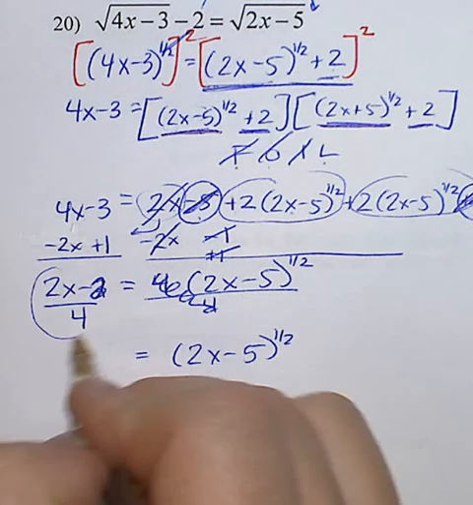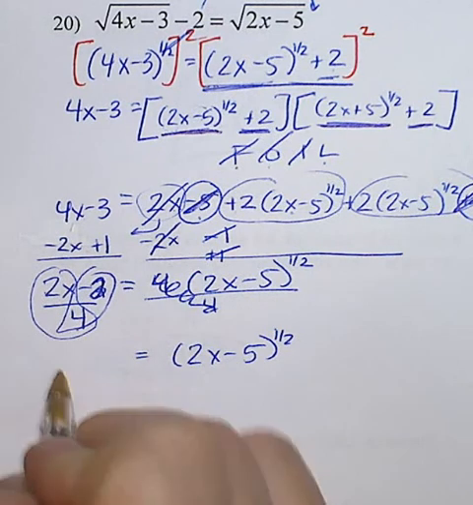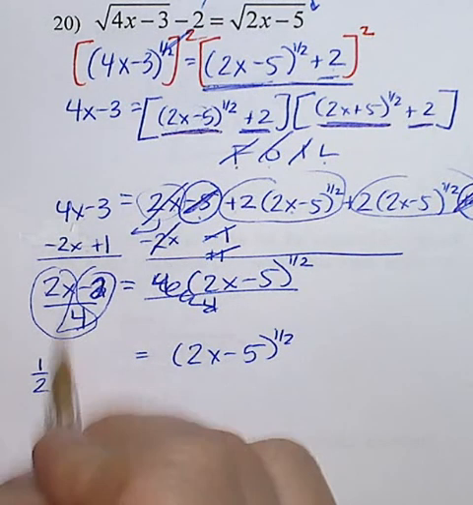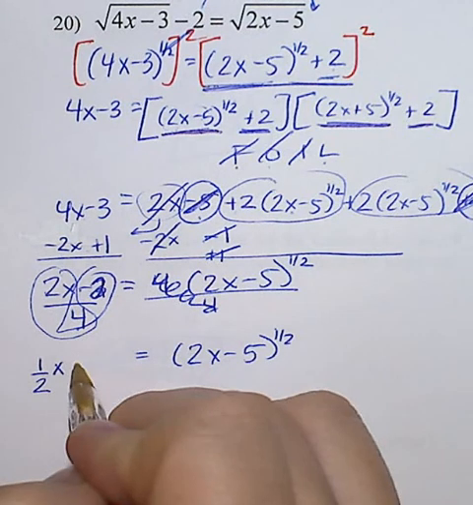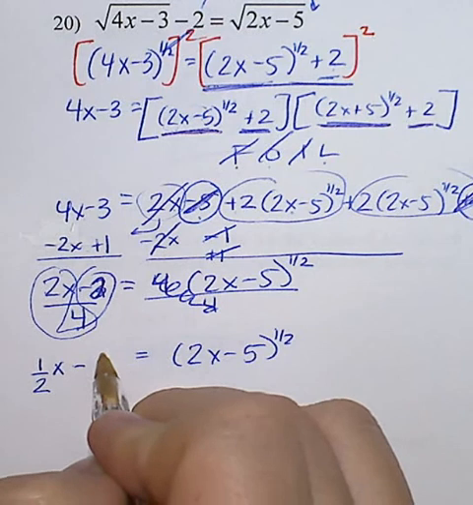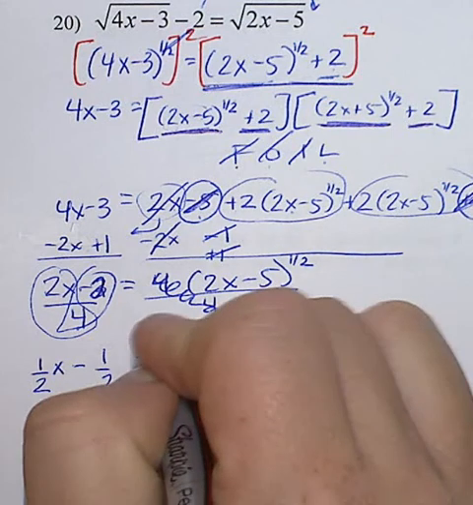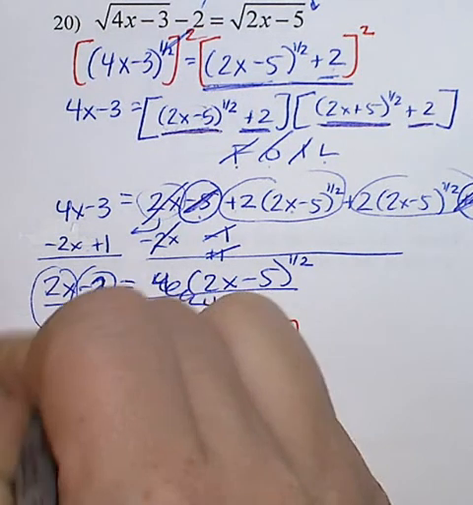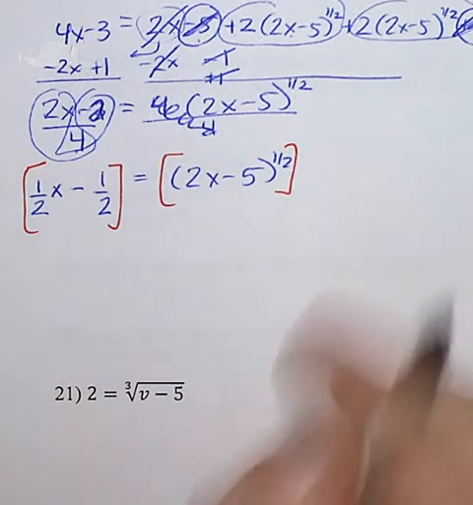And I'm going to do what I call the heart method here. 2 divided by 4 is a positive, reduces to 1/2 with an x. Negative 2 divided by 4 is a negative 2/4, which reduces to a negative 1/2. Next, we want to get rid of this 1/2. And so we're going to raise both sides to the reciprocal of 1/2, which is 2.